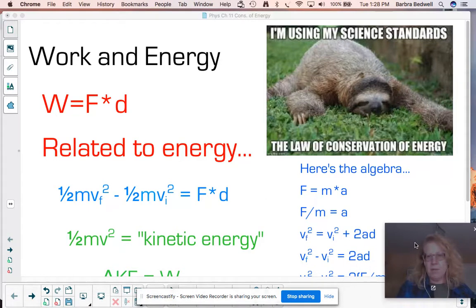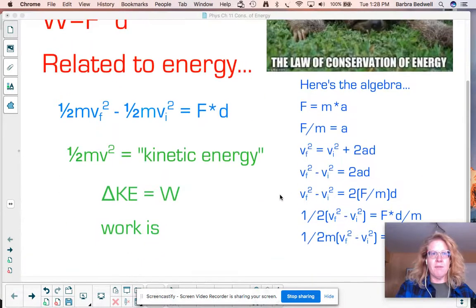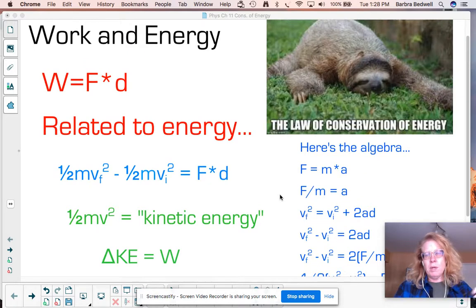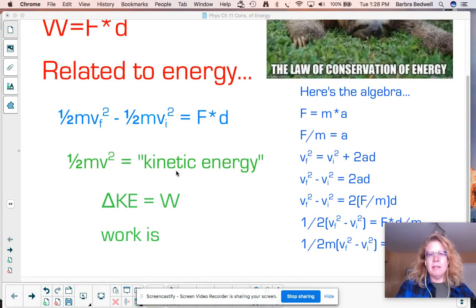I know there's a whole bunch of algebra on here that relates these two different things. So we know that work equals force times distance. And essentially, if you do a bunch of algebra magic, which you don't really care about, you end up with an equation like the one in blue over on the left side, which is that there is a relationship between mass and velocity and work, basically force times distance. So what this means is that there's a quantity in there, this 1/2 mv squared. That's what we define as kinetic energy.